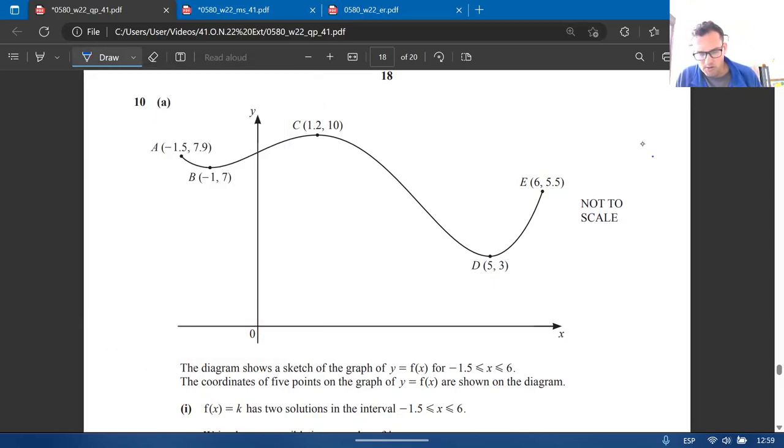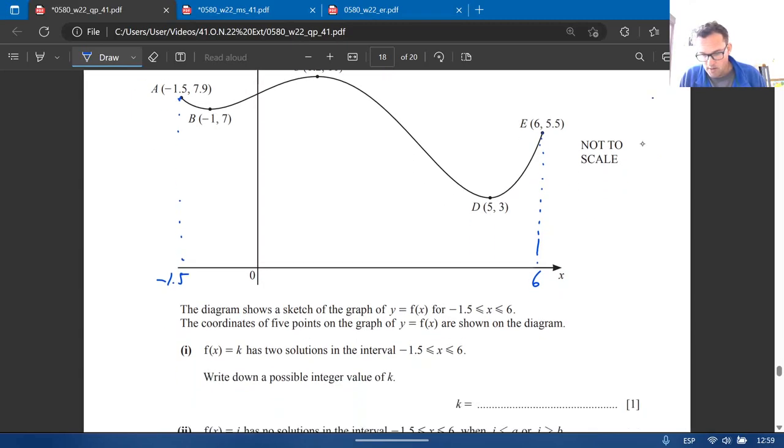The diagram shows a sketch of the graph y equals f(x) between minus 1.5, you see there, and 6, you see there. So that really tells us this is the point 6 there. We go down there, this is the point minus 1.5. So x is from there to there. The coordinates of 5 points on the graph are shown. So the A, B, C, D, and E, we can see them. All right. f(x) equals k has two solutions in the interval.